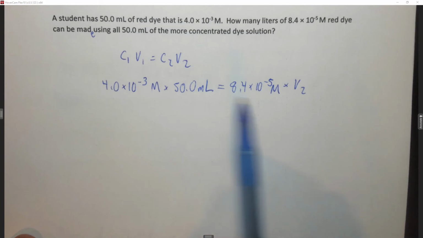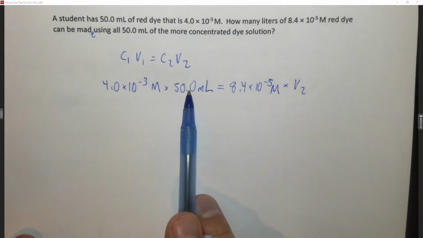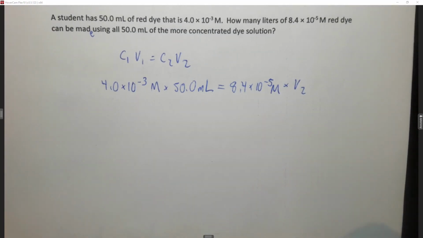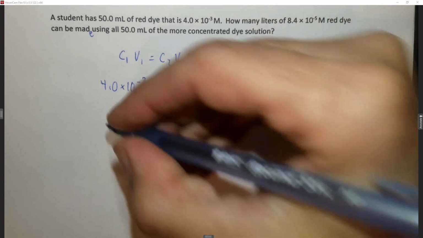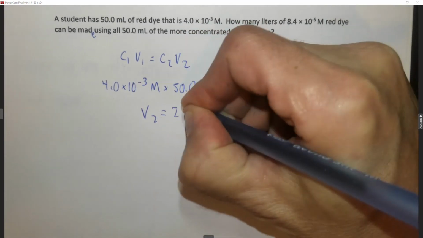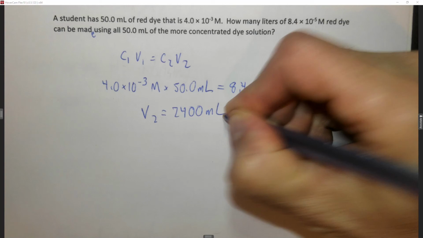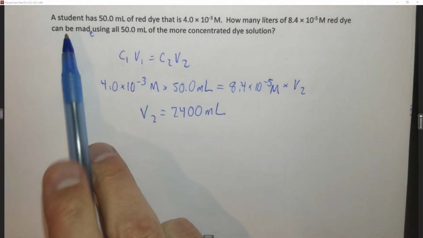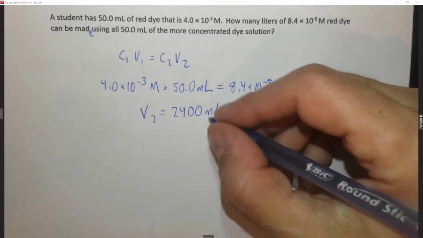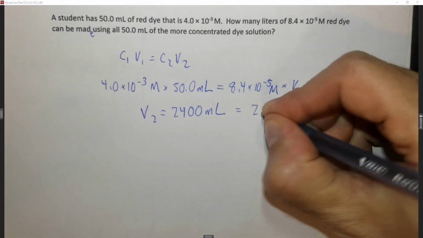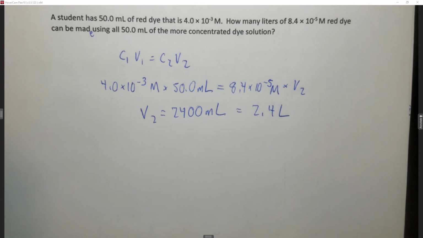You're going to have two numbers on one side and a number next to a variable on the other. Multiply these two together and divide by the one next to the variable. When you do that, what you get for your V2 is, to two significant figures, because this has two significant figures and this has two significant figures, V2 is equal to 2,400 milliliters. Note that the question says how many liters, so we need to take this and divide by 1,000. And when we divide this by 1,000, we get 2.4 liters of this solution.